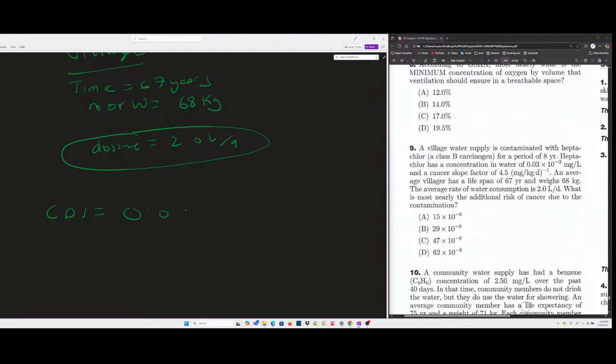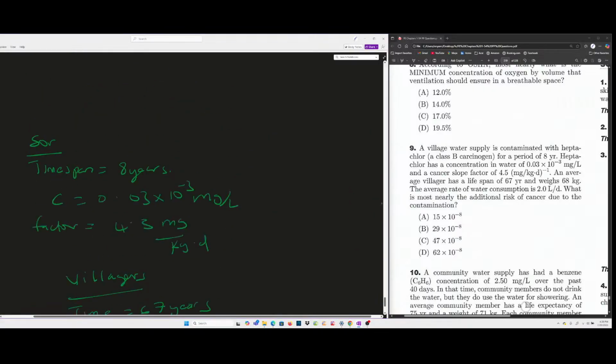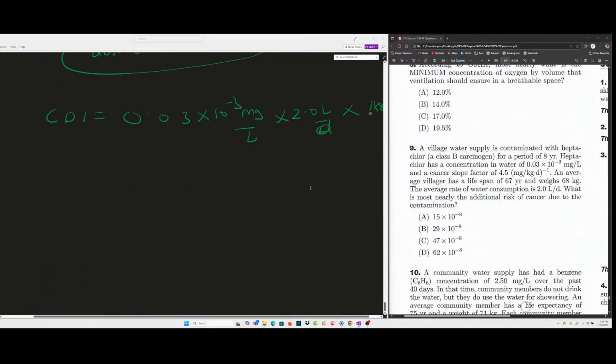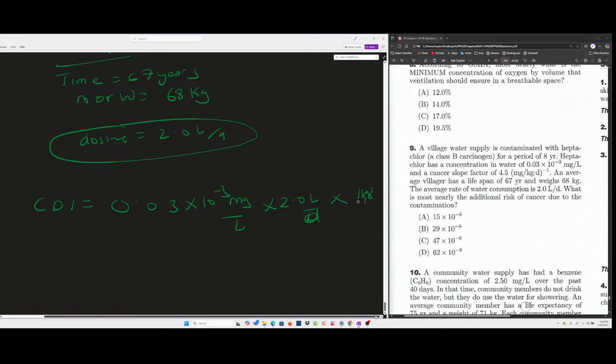So it's going to be 0.03 times 10 raised to the power negative 3 milligrams per liter multiplied by 2.0 liter per day multiplied by 1 multiplied by 80. Okay, it is.